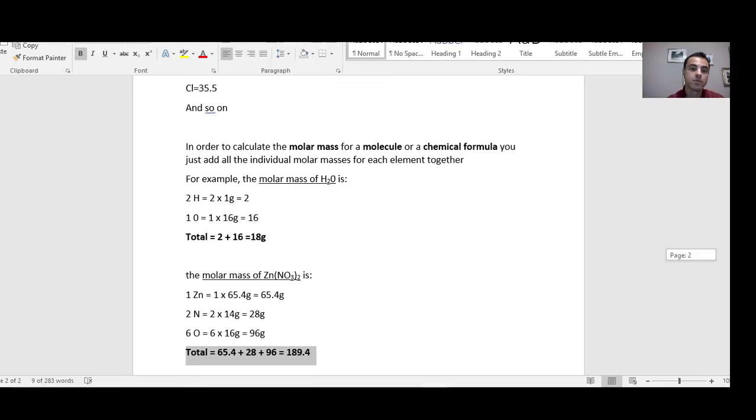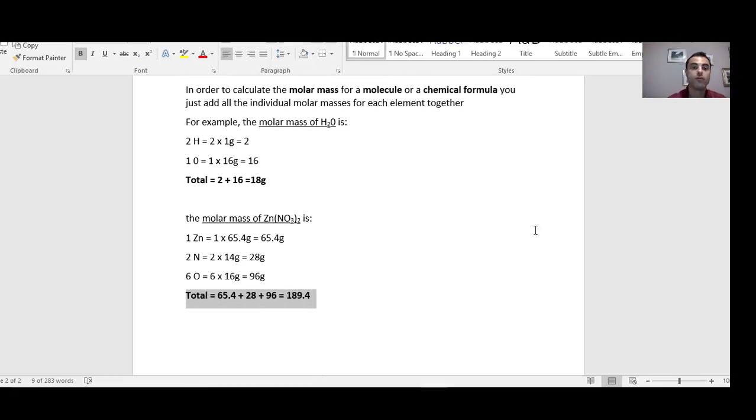Another example will be the molar mass of zinc nitrate. Zinc nitrate, Zn(NO3)2. So I want you guys to be able to recognize how many atoms of each element there is in this formula. So when we say zinc, there is no subscript and no coefficient in front of zinc, so we have 1 zinc.